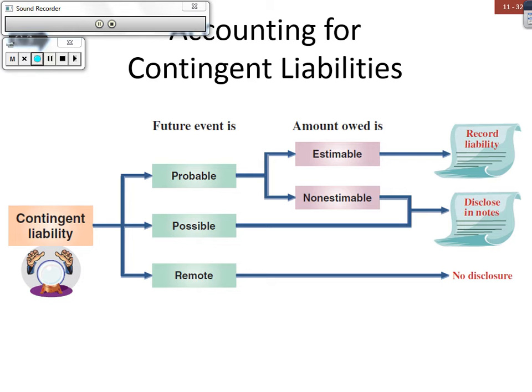So if it does come through, if it's probable in a situation, then obviously we can estimate because the settlement or the offer amount may be put out there. If it's possible, but we don't expect it to happen, we can't estimate an amount. And obviously, if it doesn't happen at all, then there's nothing to disclose, nothing to tell, nothing to talk about, nothing to record, right?